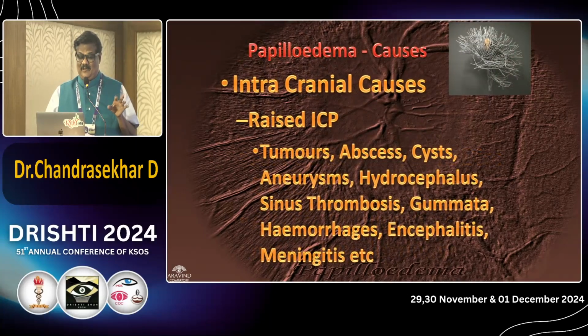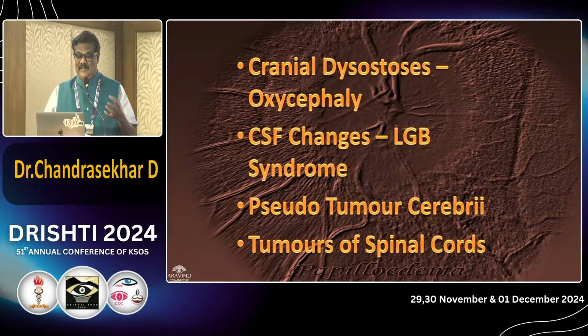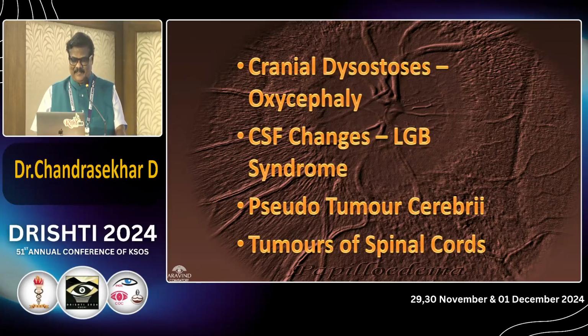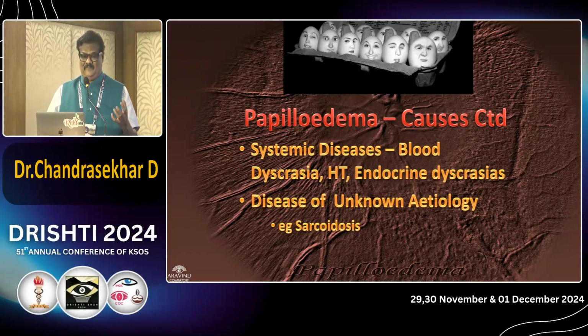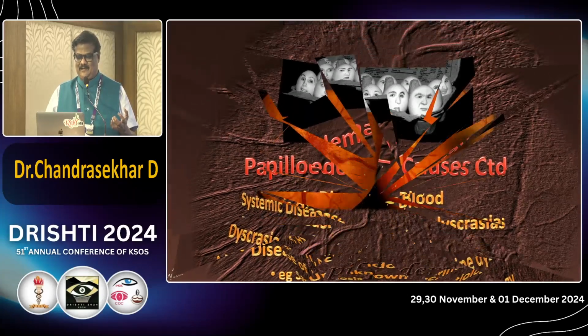In intracranial causes, all raised ICP, intracranial pressure, tumor, abscess, any space occupying lesion, including syphilitic gumma, hemorrhages, and meningitis can cause that. Cranial abnormalities like oxycephaly, which can be because of improper fusion, CSF changes like Landry-Guillain-Barré syndrome, idiopathic intracranial hypertension, and tumors of the spinal cord also can cause papilledema. Systemic diseases, including our main one, hypertension: it can be one of the important findings when you get hypertensive grade 4 retinopathy. That means the patient is in a very critical stage. Then diseases of unknown etiology, like sarcoidosis.